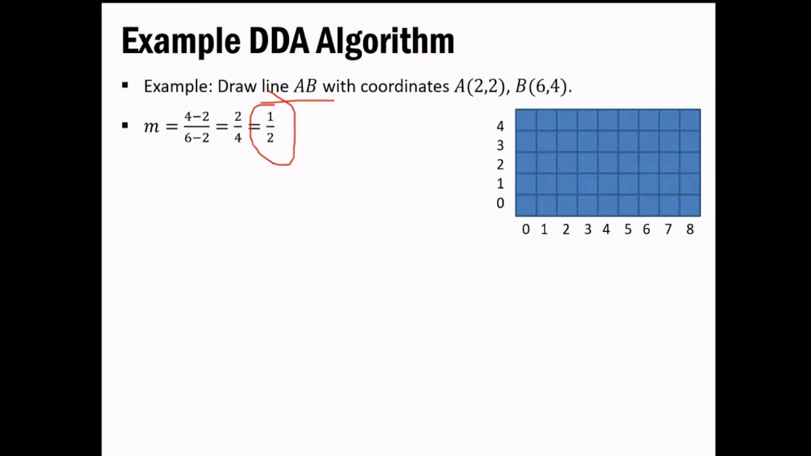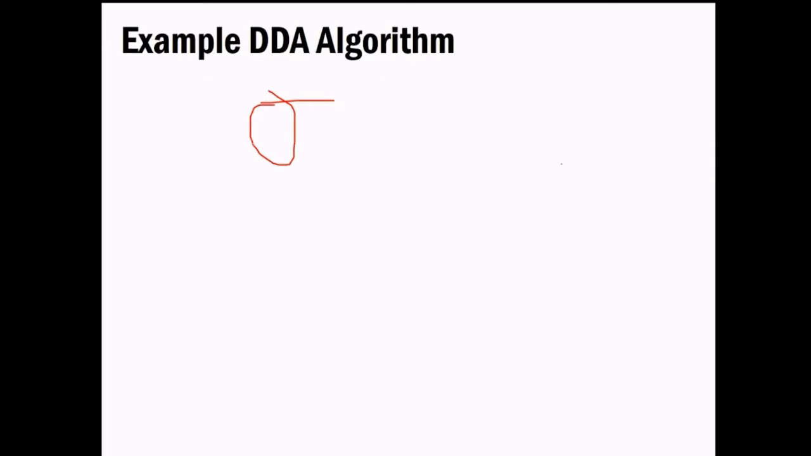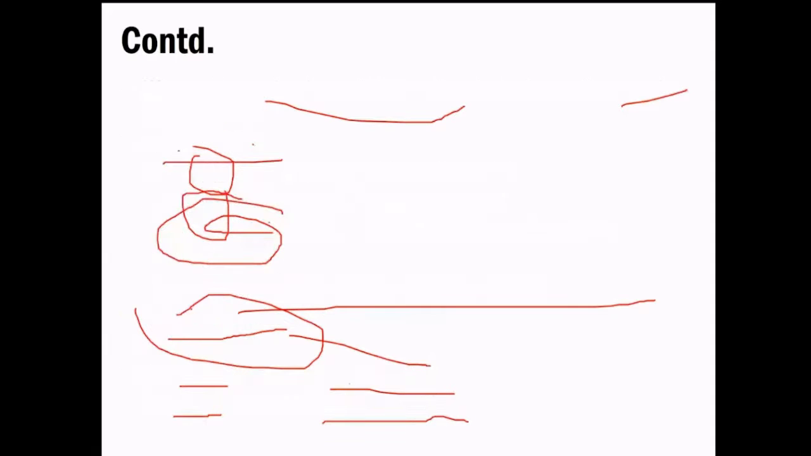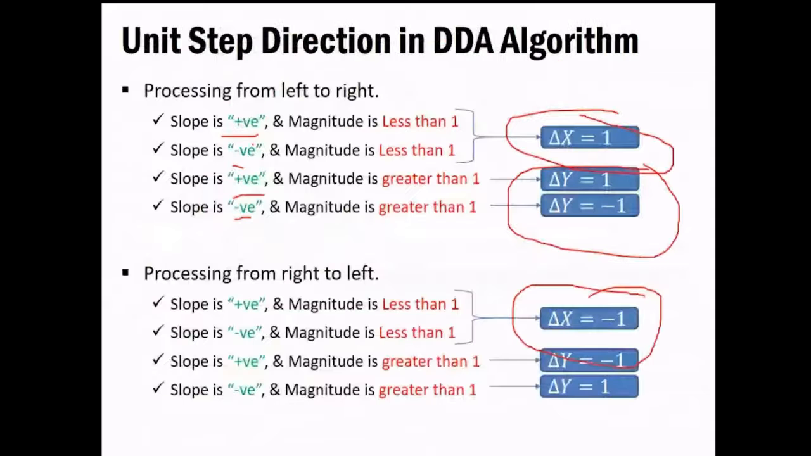So what if we have a positive slope, and the value is less than 1? So based on the information that we have just seen, what it says is, if the slope is positive and the value is less than 1, then we have to consider delta x equal to 1.